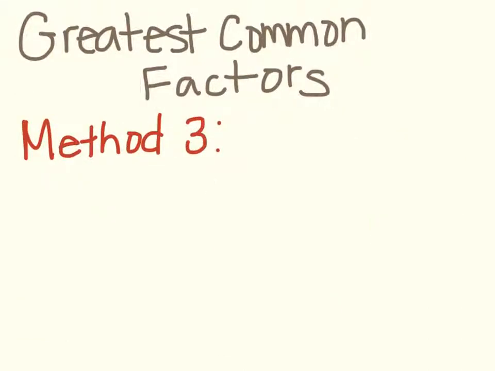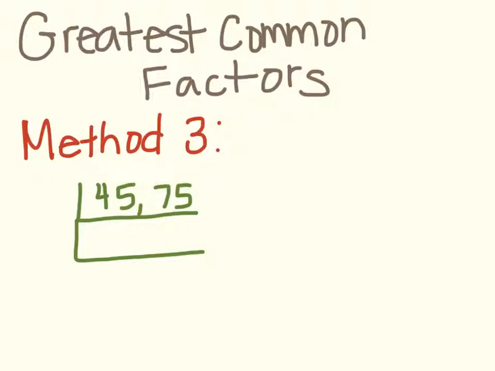Now let's learn method 3. Method 3 also uses prime factorization. However, method 3 has you factor both numbers at once. Let me show you how it works. It utilizes this bookcase method for finding prime factors. However, instead of only entering one number, you enter both numbers that you're working with. So we'll begin by looking at 45 and 75 and finding the least prime factor that they have in common. That won't be 1, that won't be 2, it will be 3.